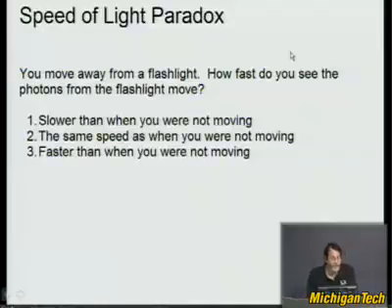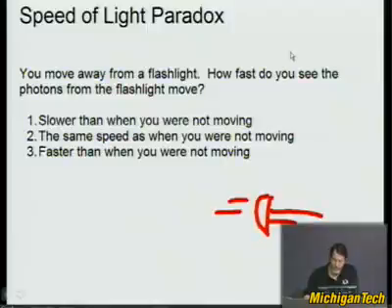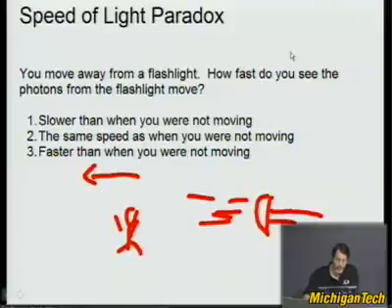So let's say there's a flashlight. This flashlight is on and you move away from this flashlight. How fast do you see the photons from the flashlight move? So you have a flashlight, photons moving away from the flashlight. Now you're moving here. Here's my stick figure. And you're moving away. How fast do you see those photons move? Do they move slower than when you're not moving? Do you see them move the same speed? Or do you see them move faster than when you're not moving?